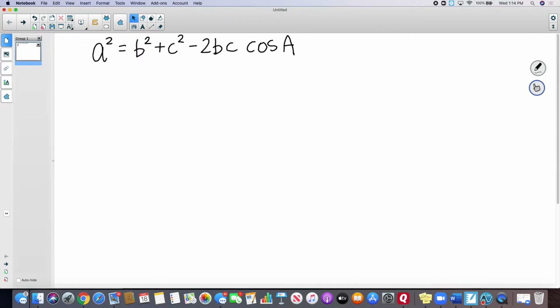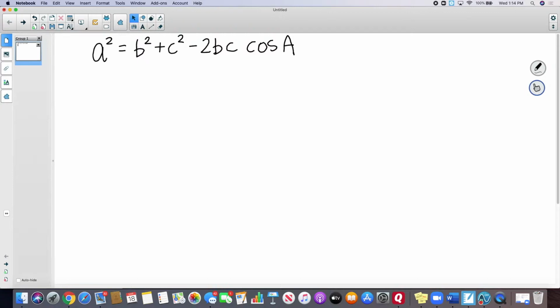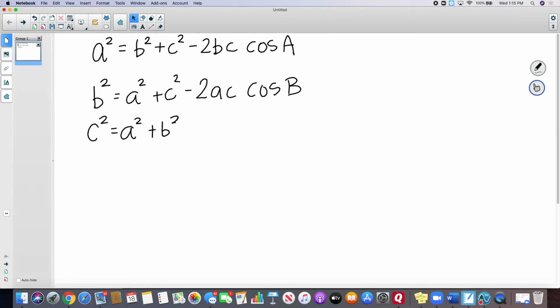Now, if you look at that first part, it looks a lot like the Pythagorean theorem, okay? And so then you're just adding the last little piece. The next version is b squared equals a squared plus c squared minus 2ac cosine B. And then the last version is c squared equals a squared plus b squared minus 2ab cosine C. So it's the same thing all three times. It's just that the letters are rearranged. Okay? It depends on what information you're given.